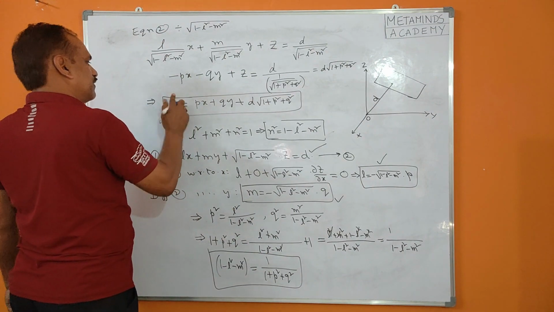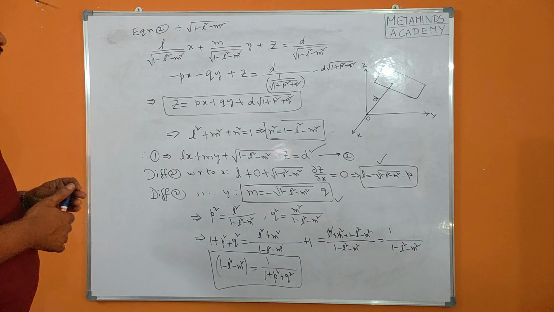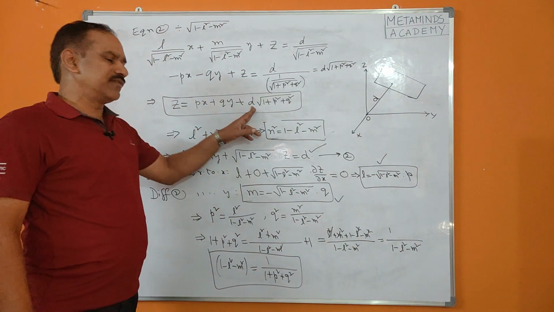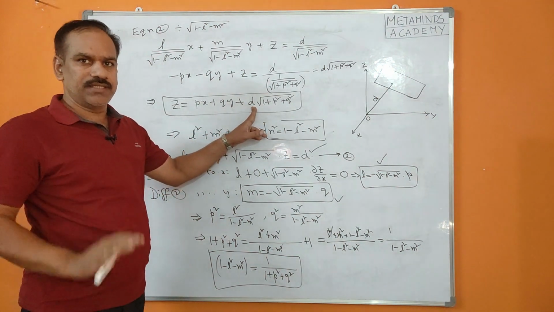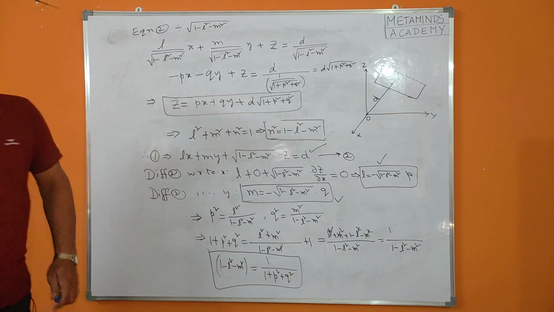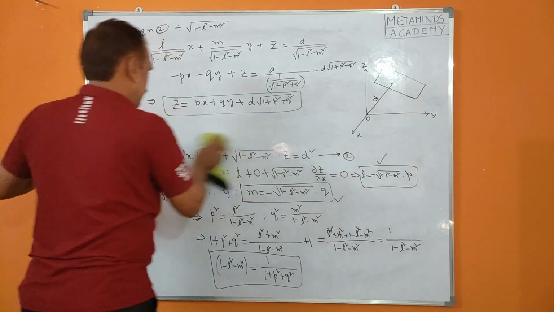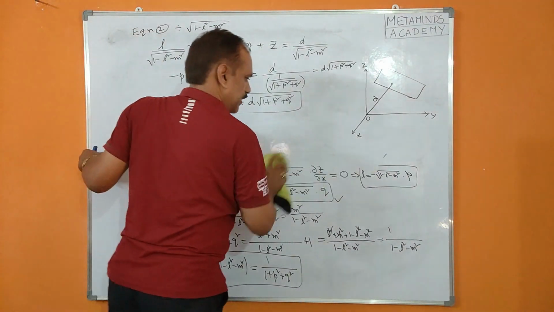You understood the answer? Okay. Here you should not get a doubt that d is not an arbitrary constant, d is a constant, right? That need not be eliminated. L and m are to be eliminated. Okay.